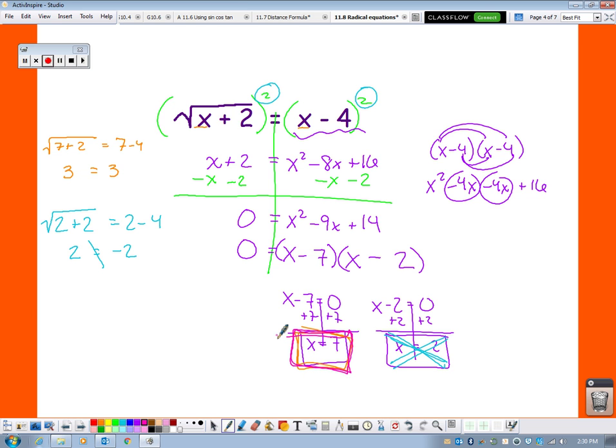Got it? It is incorrect, by the way, if you present two solutions and they don't both work. So if you had just left it as x equals 7 and x equals 2, say on a test, you would not get full credit for that question. It's that important. You have to check it. Get rid of the ones that don't work.